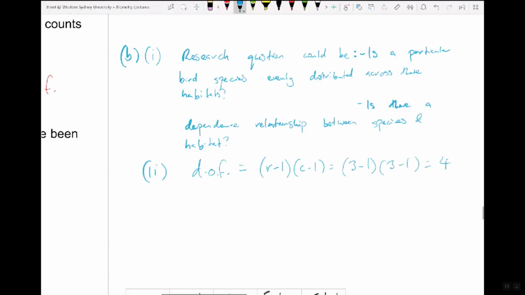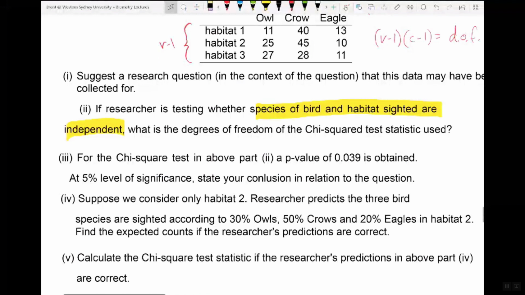What does that mean in the context of the question? Now I need to write my conclusion. And I would say that we do have evidence to suggest that species and habitat are not independent.